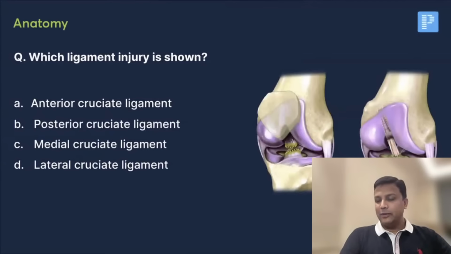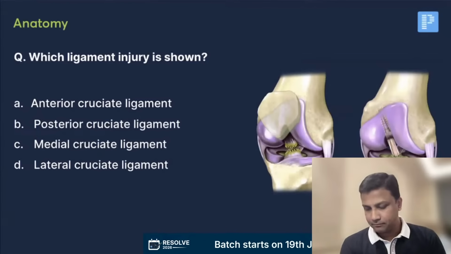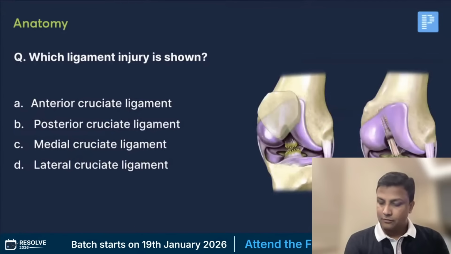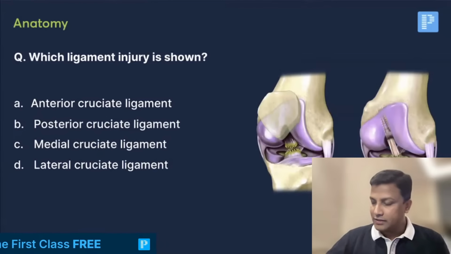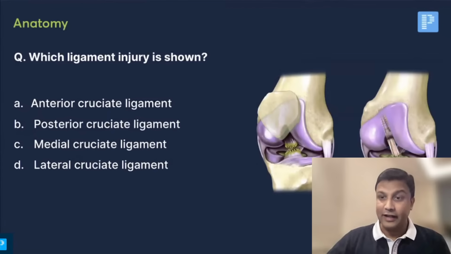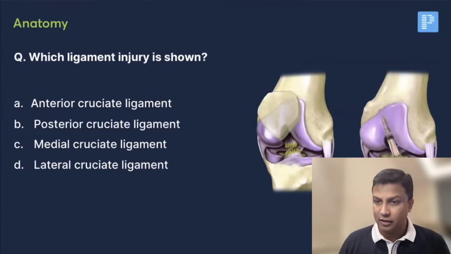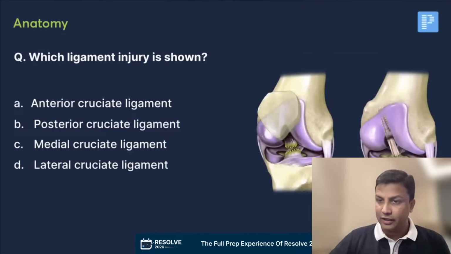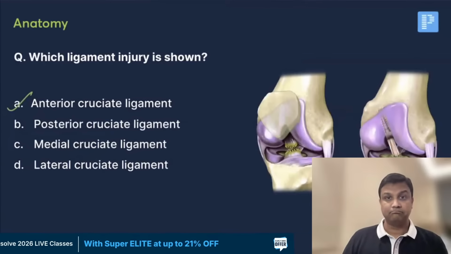The next: which ligament is injured in the image shown here? Of course, the moment you look at this diagram, that ligament is crossing there. If it is crossing, it has to be the cruciate ligament. And in this diagram, the one you are able to see here will be the anterior cruciate ligament. Fine. Okay. There was a facial nerve mark.